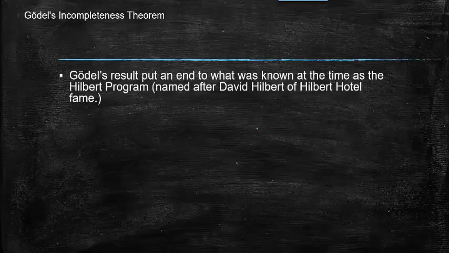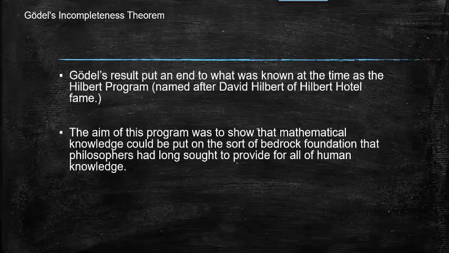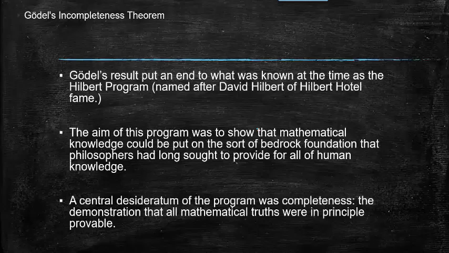Gödel's result put an end to what was known at the time as the Hilbert program, named after David Hilbert of Hilbert Hotel fame. The aim of this program was to show that mathematical knowledge could be put on the sort of bedrock foundation that philosophers had long sought to provide for all of human knowledge. The central desideratum of the program was completeness, the demonstration that all mathematical truths were in principle provable.